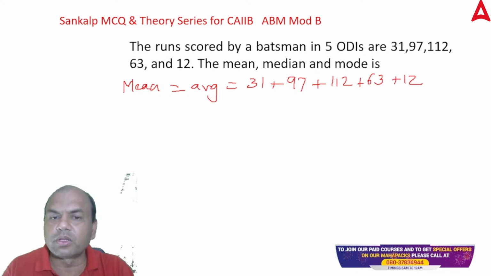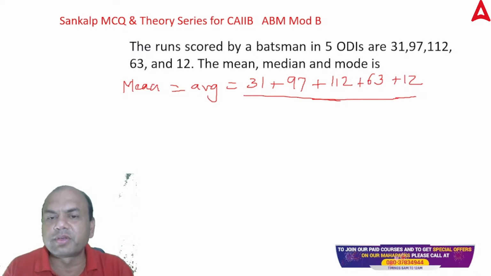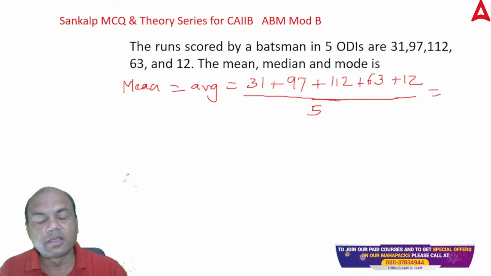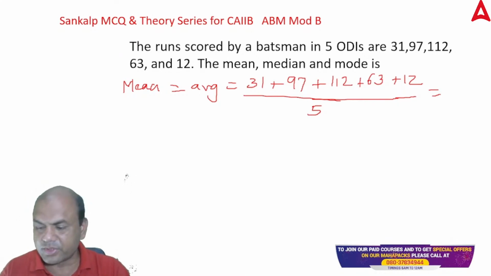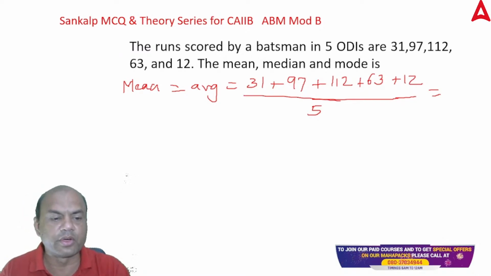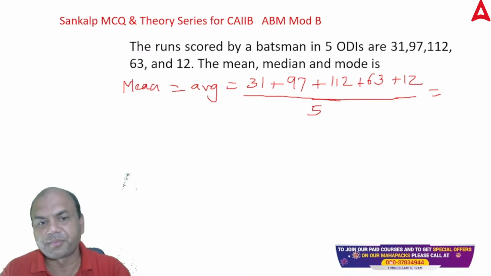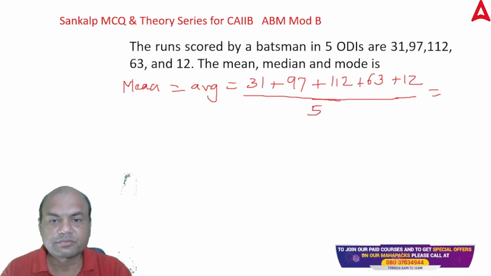The total upon the number of elements, 5. So this will be my mean, whatever that answer is. Okay, everyone do it. Let me see who is getting the answer over here. Who's getting it? Everyone, do it fast. Exams are near, so you need to do it fast. So what is it?